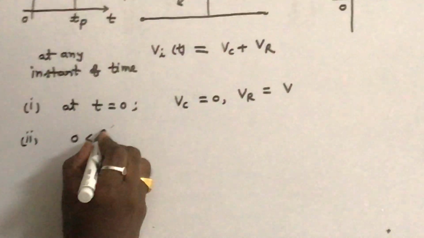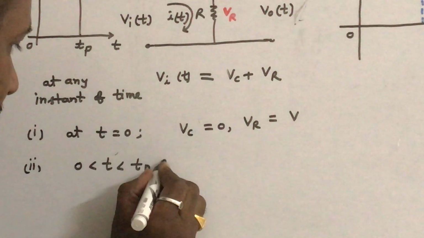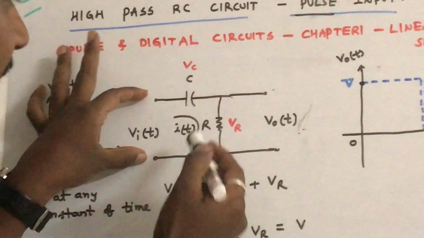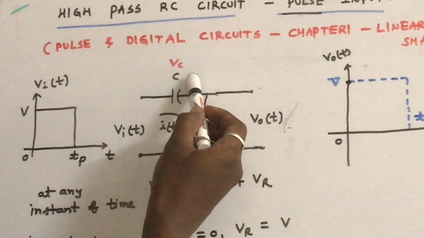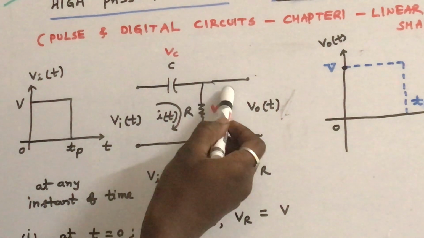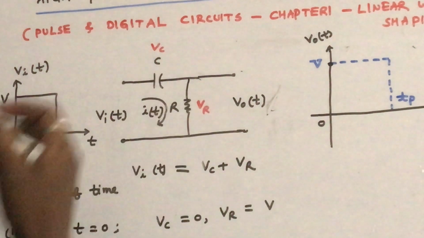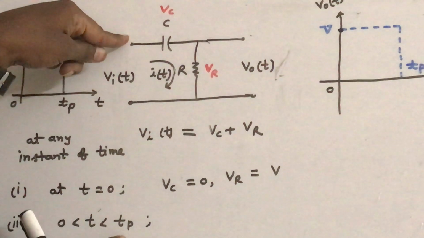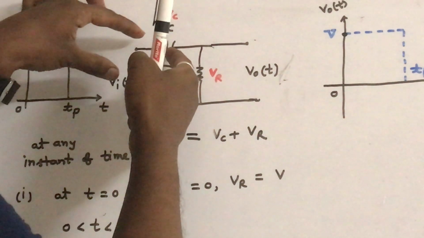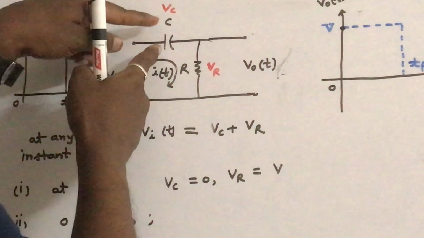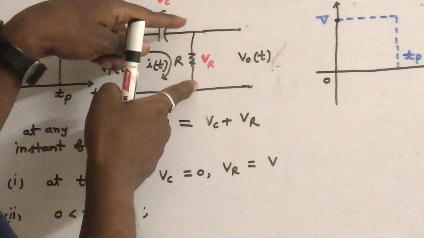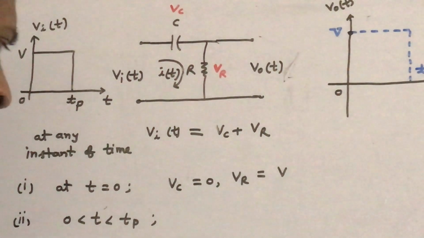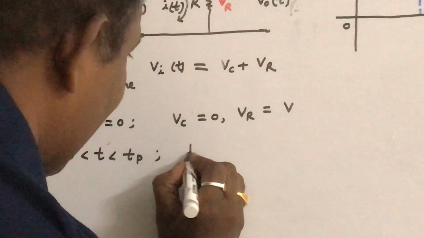In between this interval, since the applied voltage is V, the capacitor starts charging exponentially towards the applied voltage V. Therefore the voltage across the resistor starts decreasing exponentially. So when we apply a voltage of V for the time t in between 0 to Tp, the capacitor starts charging exponentially towards the applied voltage V. Therefore the voltage across the resistor starts decreasing exponentially in order to satisfy Vi of t is equal to Vc plus Vr.